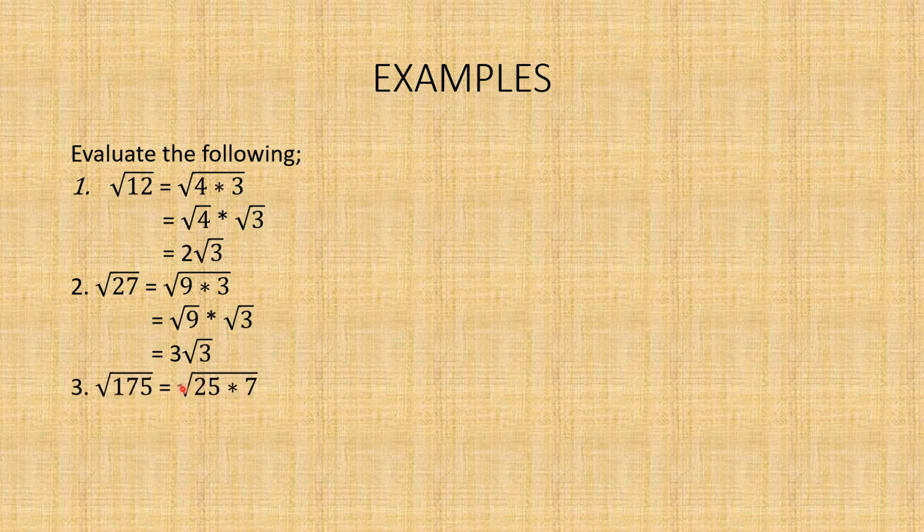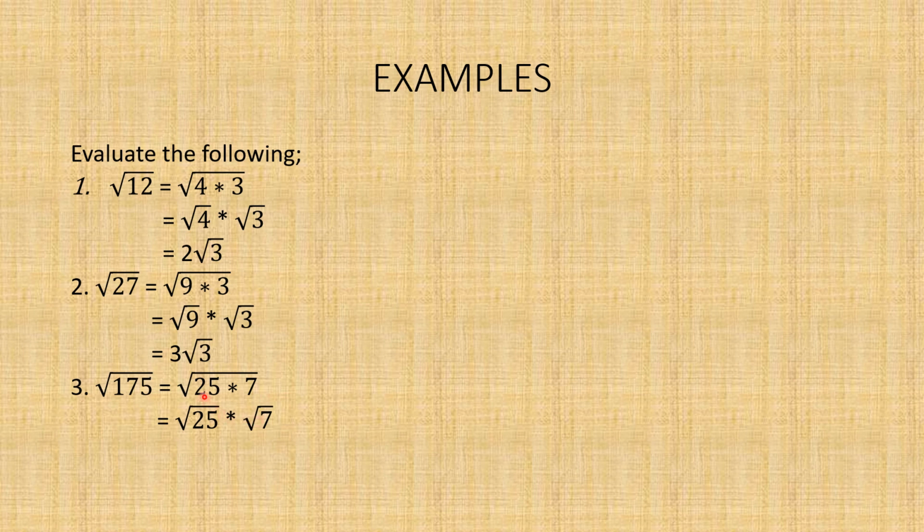Then the other example, the square root of 175. This one can also be expressed as a product of a perfect square and another integer. So 25 we can easily get the square root of 25, and 7 has no square root. That's what I mean by a perfect square and another integer. So this is the same as the root of 25 times the root of 7.